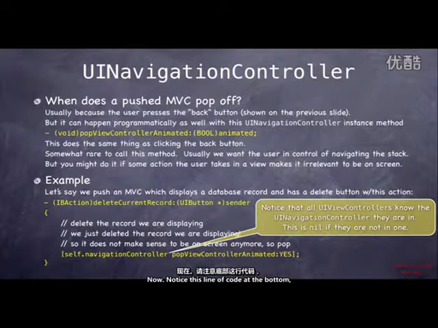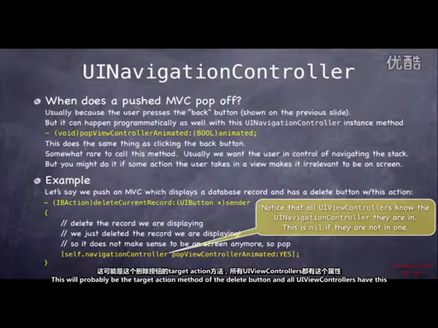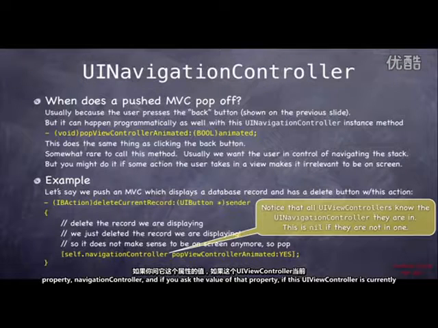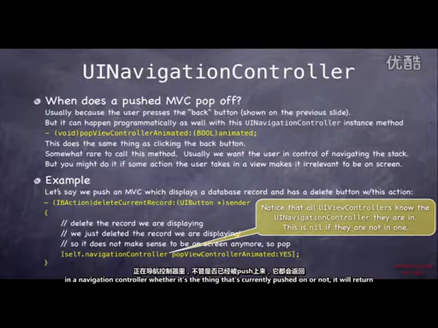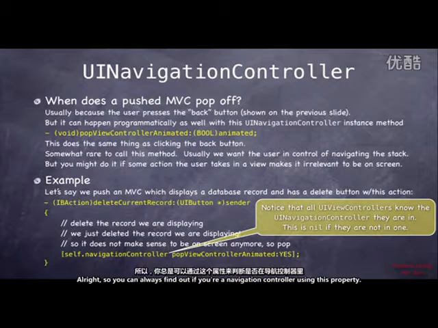Now, notice this line of code at the bottom, self.navigationController popViewController. This code would be in the view controller that's on screen, the one that has the delete button. This is probably the target action method of the delete button. And all UIViewControllers have this property navigationController, and if you ask the value of that property, if this UIViewController is currently in a navigation controller, whether it's the thing that's currently pushed on or not, it will return that navigation controller to you, so you can do things like popViewController. Make sense? So you can always find out if you're in a navigation controller using this property.